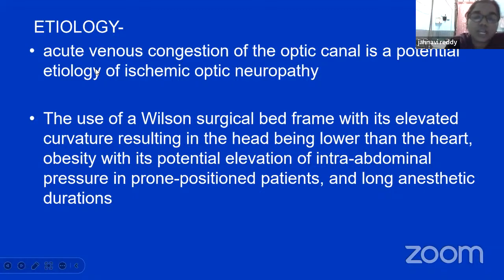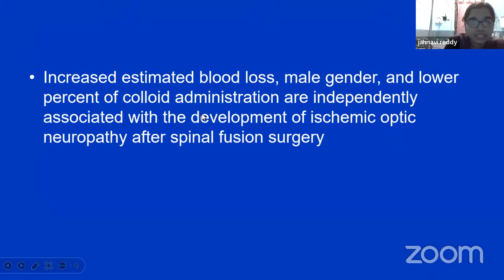Etiology of the vision loss in prone position. Acute venous congestion of optic canal is a potential etiology of ischemic optic neuropathy. So use of Wilson surgical bed frame, whose elevating curvature results in head being lower than the heart level, and obesity with its potential elevation of intra-abdominal pressure in prone position patients, and long anesthetic durations. Increased estimated blood loss, male gender, and decreased percent of colloid administration are independently associated with development of ischemic optic neuropathy after spinal fusion surgery.